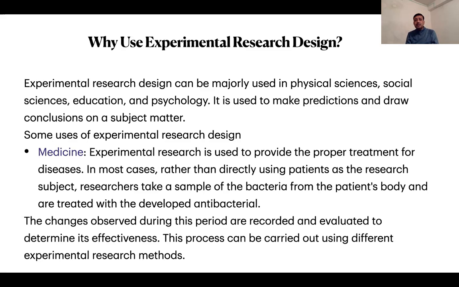Why do we use experimental research design? Why not others? Why exclusively? Experimental research design is majorly used in physical science, social sciences, education, and psychology. It is used to make predictions and draw conclusions on a subject matter. One of the most popular uses of experimental research design is in medicine. Experimental research is used to provide the proper treatment for diagnosis.